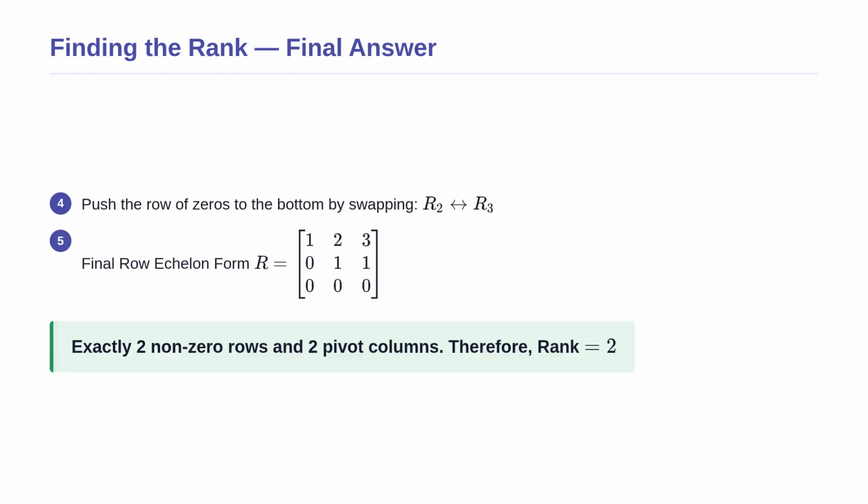Continuing with our matrix, we need to finish creating our staircase pattern, known as row echelon form. We push the row of zeros to the very bottom by swapping the second and third rows. This gives us our final simplified matrix R. Now we simply count. There are exactly 2 non-zero rows, so the row rank is 2. The first non-zero numbers in these rows, called pivots, are in the first and second columns, so the column rank is also 2. The final answer represents 2 independent dimensions.